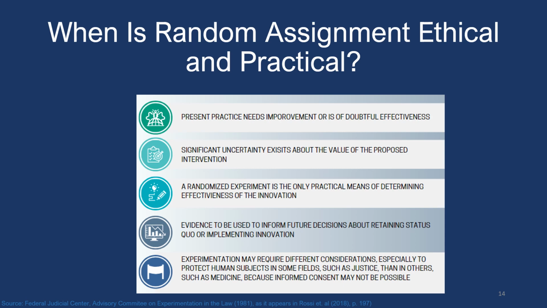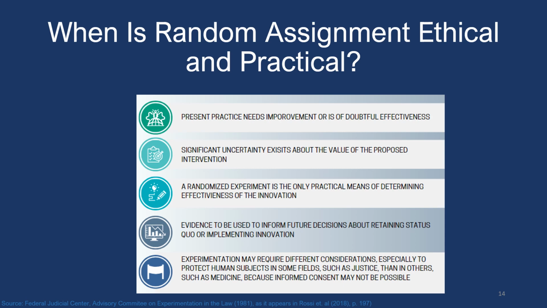Fourthly, if the evidence is to be used to inform future decisions about retaining the status quo or implementing an innovation. So are our results going to be used to potentially discontinue another program? Are they going to be used to support not implementing our program because the results weren't giving us enough evidence that that was a good improvement over the status quo? If we need that level of evidence because some major decisions are going to be made off of it, a random assignment may be appropriate.